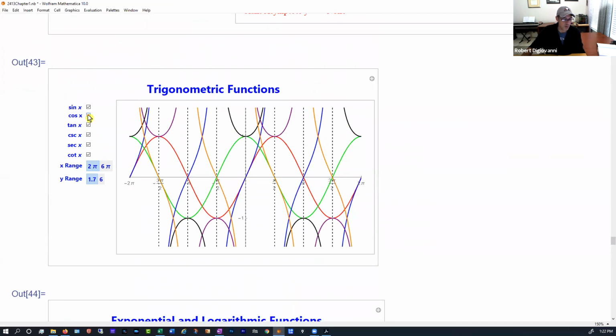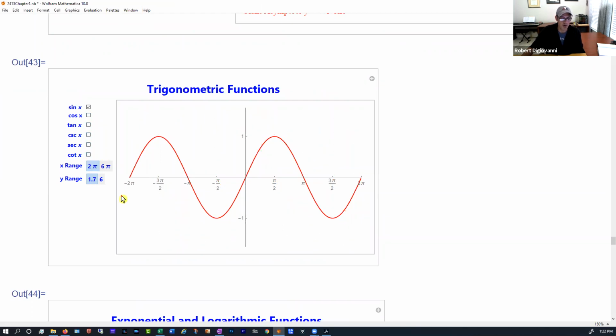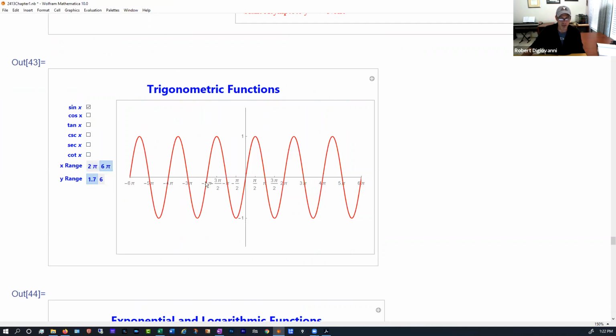Oh, and I should also point out that these trig functions are periodic, and that means they keep repeating. So if I were to show more of the sine function, it just goes in both directions forever, right? It's not just one period.